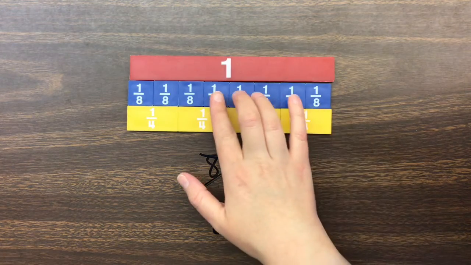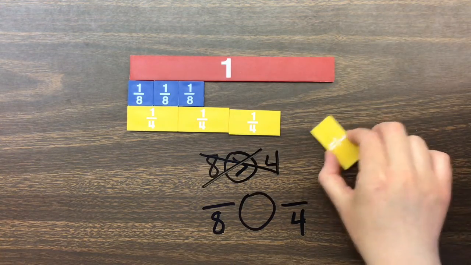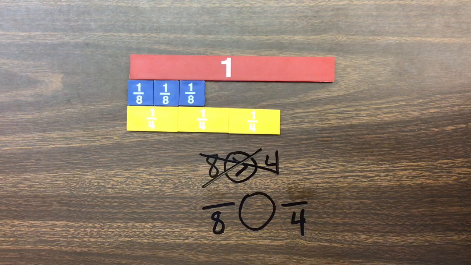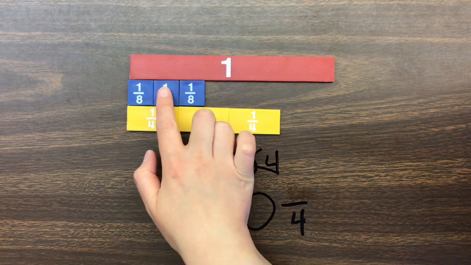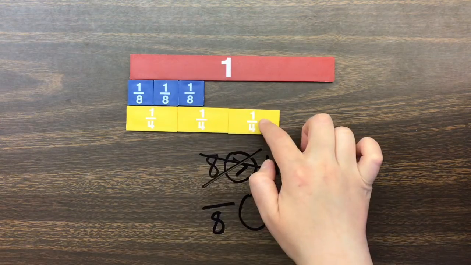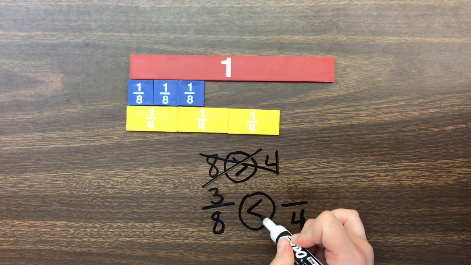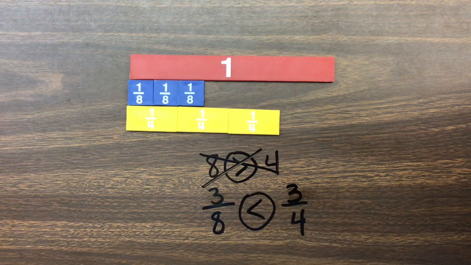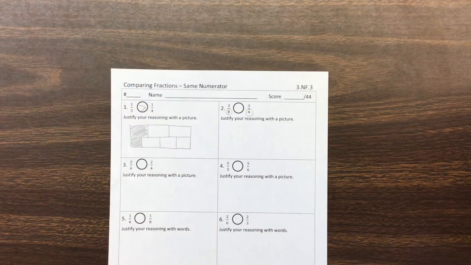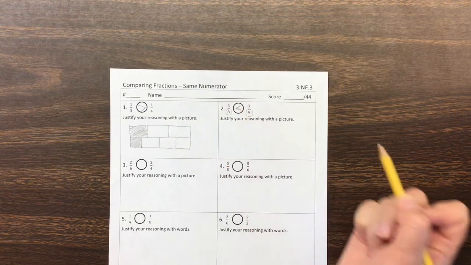So for this problem, we're comparing 3/8 to 3/4. So I can see that 1/8, 2/8, 3/8 is smaller than 1/4, 2/4, 3/4. So 3/8 is smaller than or less than 3/4. All right, let's record that answer. 3/8 is less than 3/4.